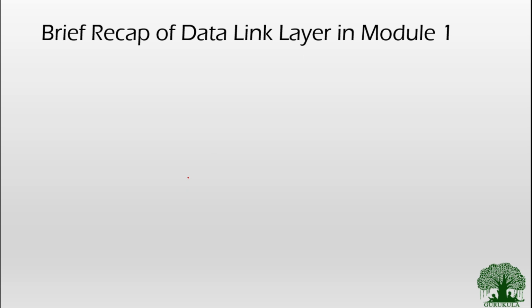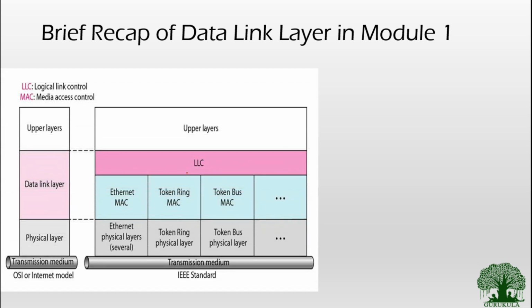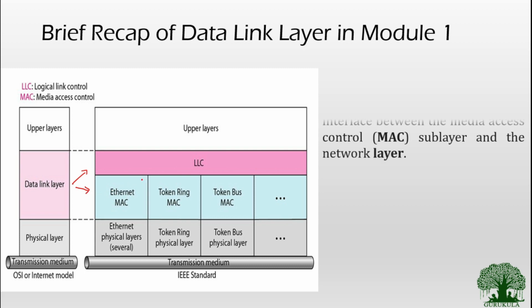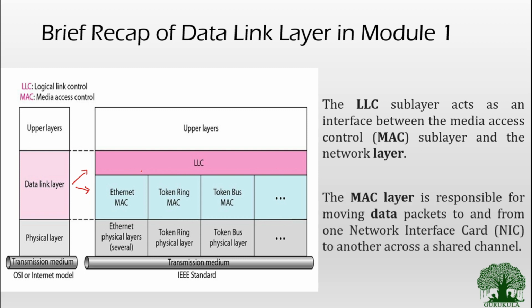Now let us see what we have already discussed in the data link layer in the first module. We very well know that the data link layer is not a single layer. It is further classified into two sublayers. The first one is LLC, which is logical link control, which acts as an interface between the media access control sublayer and the network layer. The second sublayer is the MAC layer, that is media access control layer, which is responsible for moving the data packets from one NIC card to another NIC card.